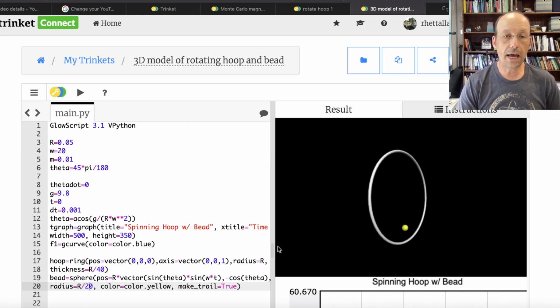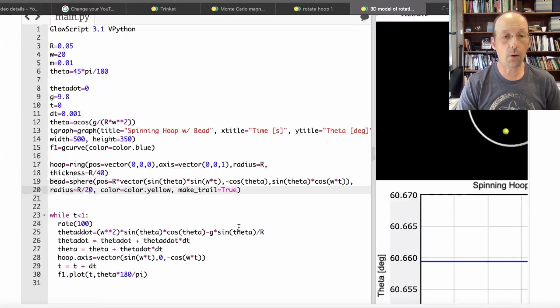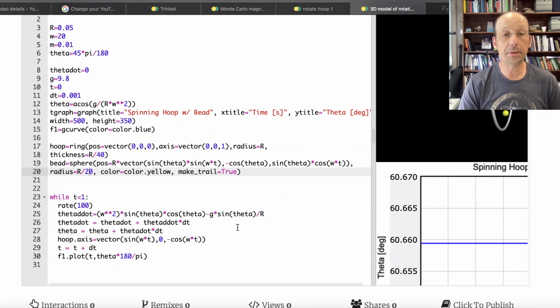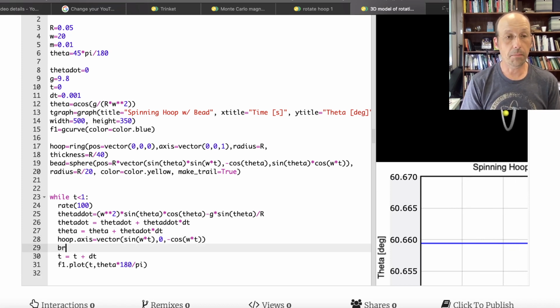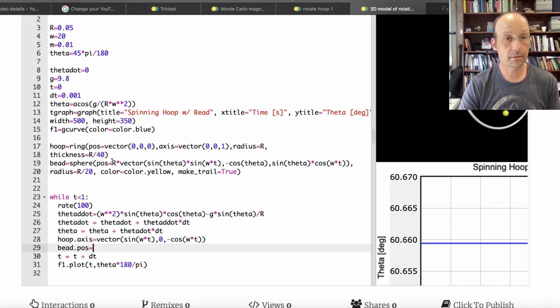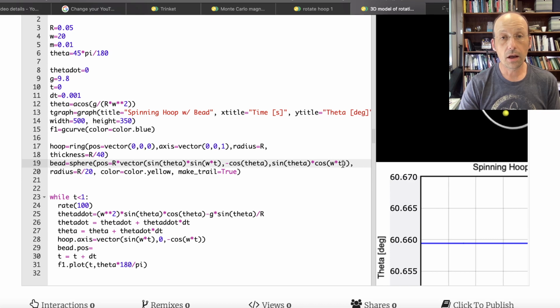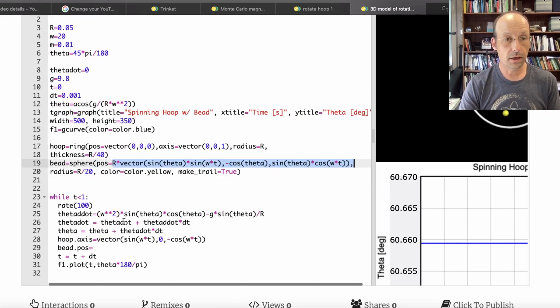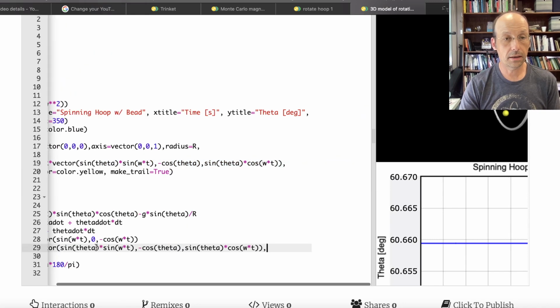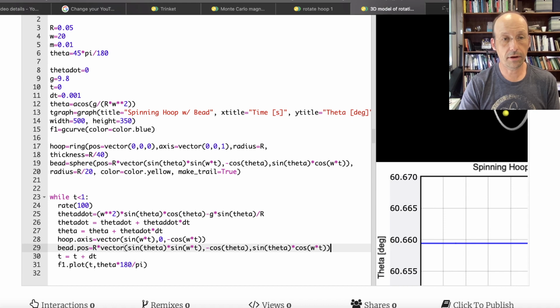Okay, so now what do we do? Now we go down here, and I need to update the position of the bead. So let's say bead, not bread, bead.pos equals, and it's just the same thing. But now T changes, everything changes, so this will update it. But I have to tell it to do that. Do I have it right? I think that's right.